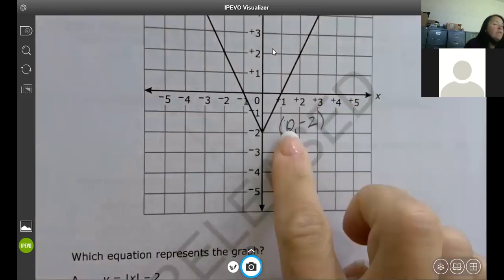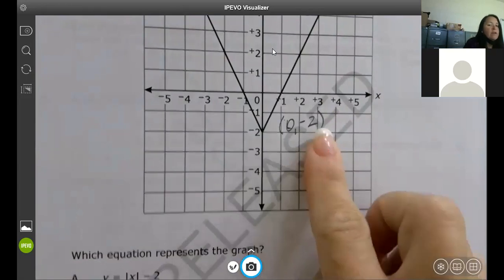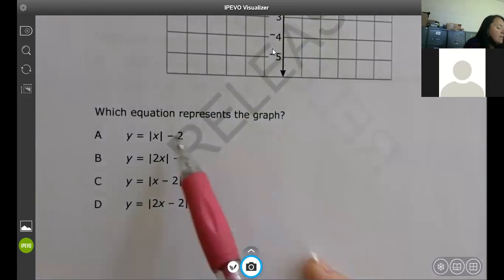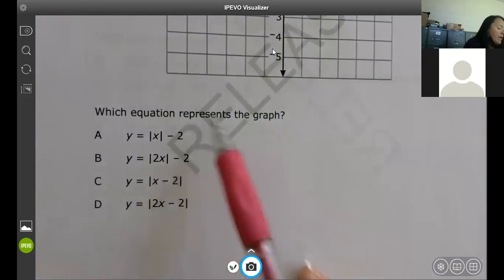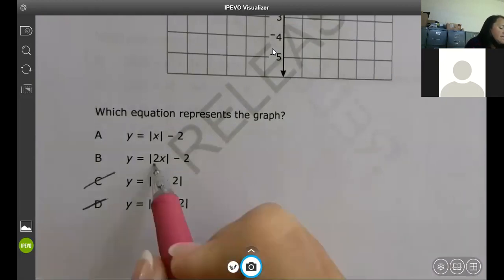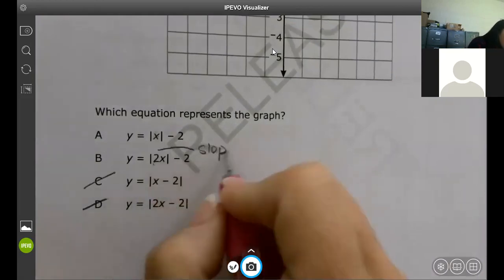So I went left or right, 0. I went down 2. If we look at our equations, remember, the outside number tells us we went up or down. So it can't be this one because it doesn't have a -2 on it. And then both of these do not have an add or subtract any number, so that's perfect. But this one, the difference is it has a 2. That 2 deals with your slope, just like this one would have a 1.